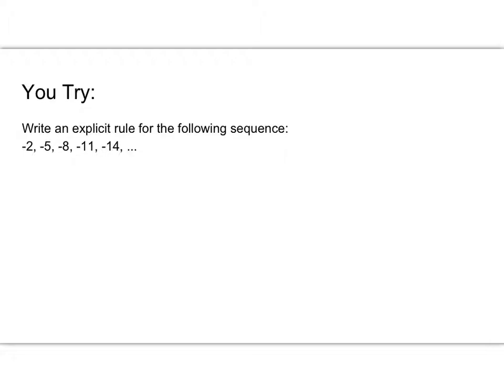Okay, so if you look at this, negative 2 to negative 5 is negative 3. Negative 5 to negative 8 is also negative 3. Negative 8 to negative 11, negative 3, and so on. Your difference here is negative 3. So a sub n is equal to negative 2 plus n minus 1 times negative 3.